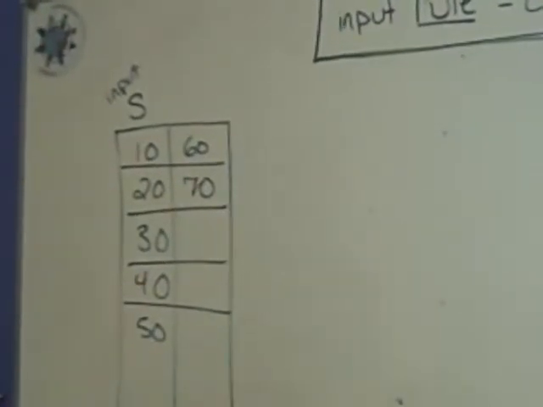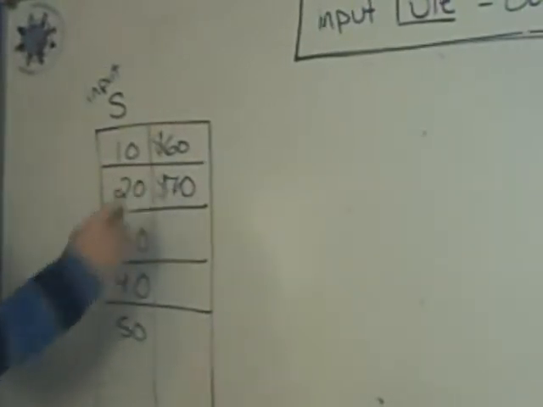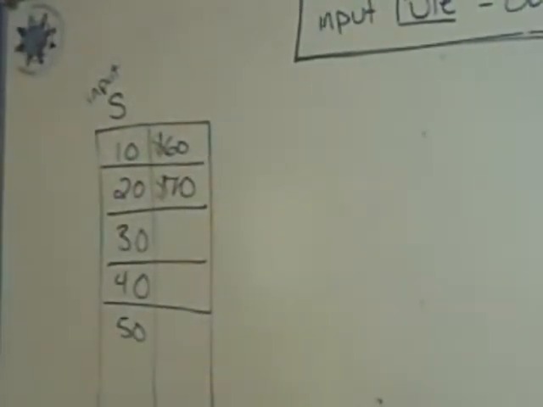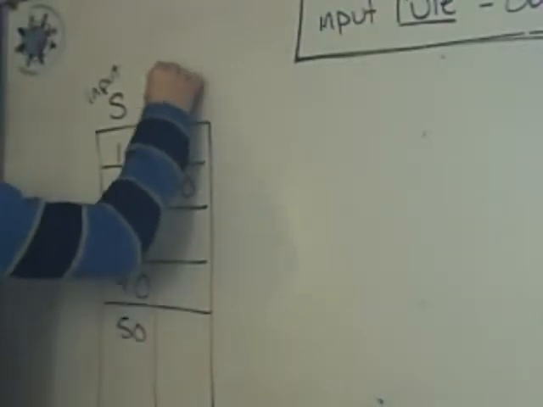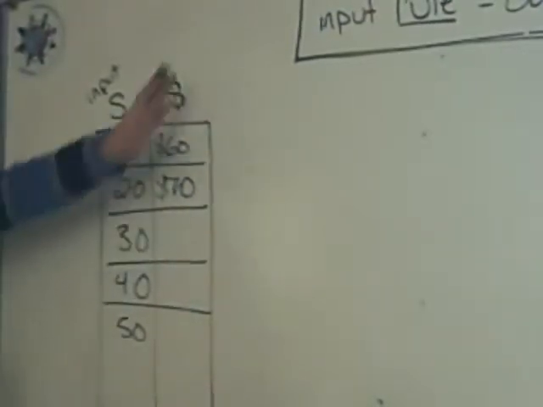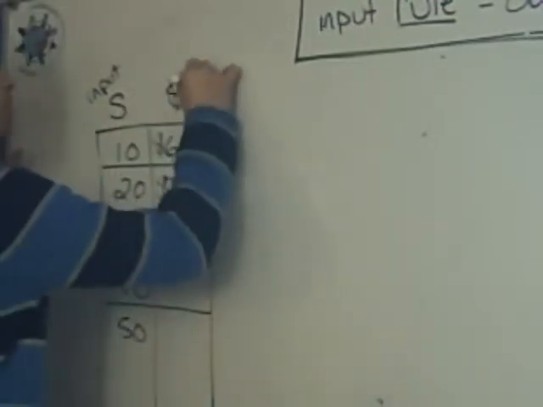What variable can I put above the money? Anybody have a variable I can put above the money? Dollar sign. Okay, you want to use a dollar sign? I'm fine with that. Okay, and this side is my, thank you, Brisa, output.